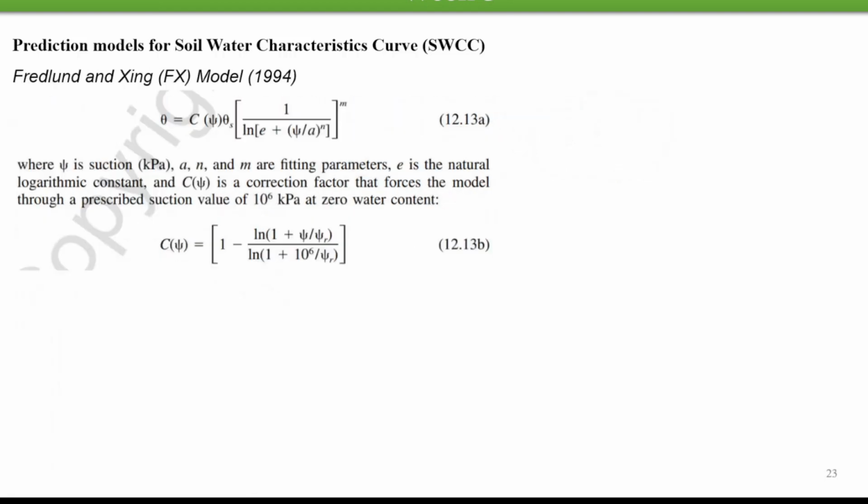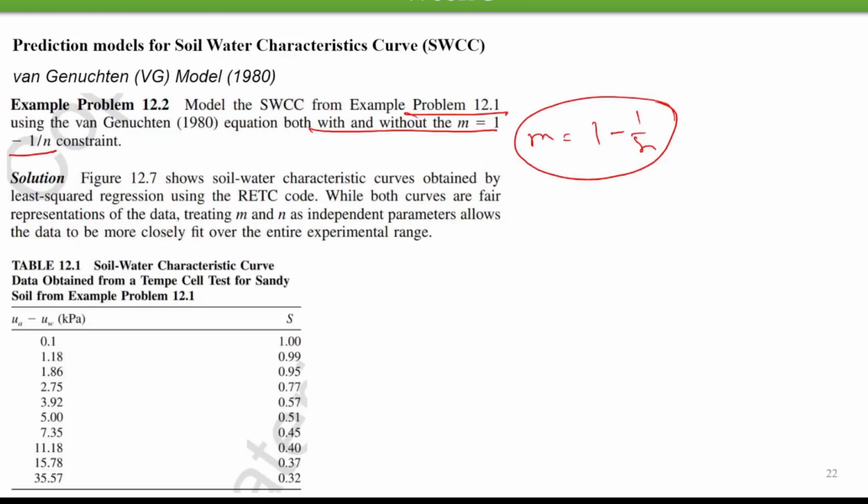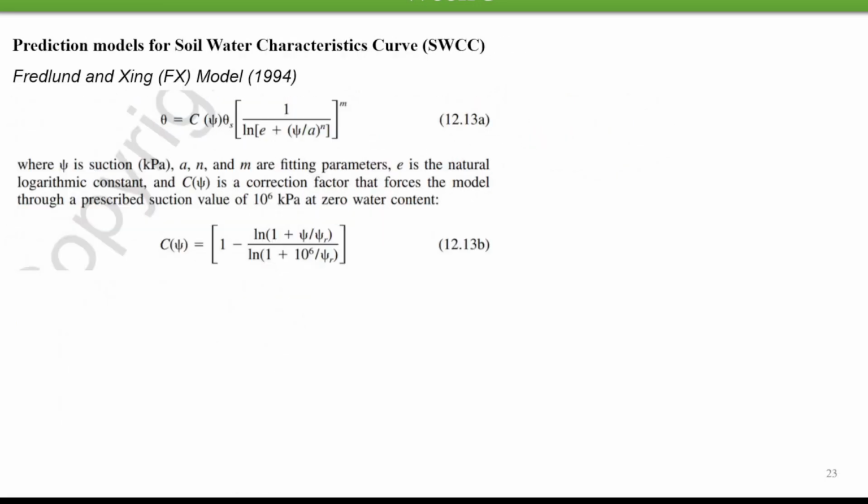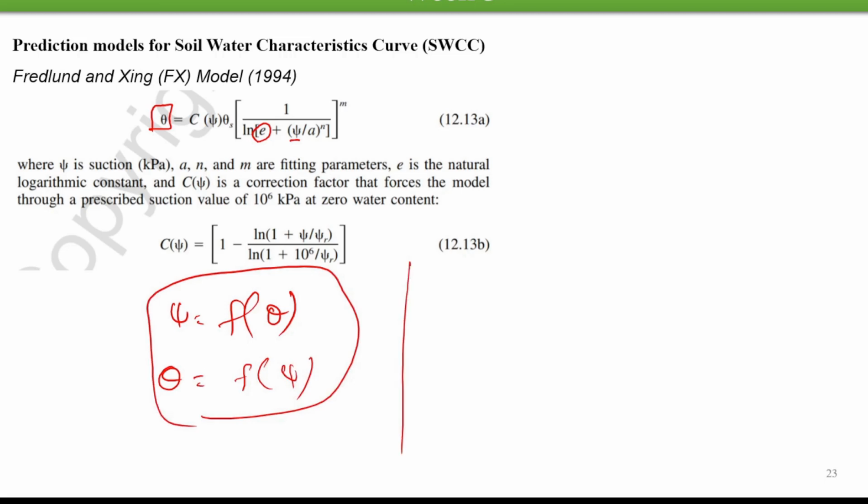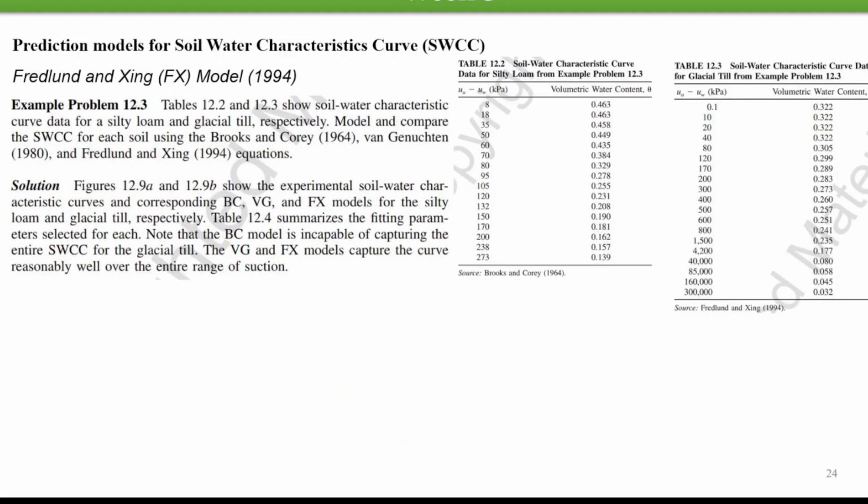Now there are other models also, such as the Fredlund and Xing model in 1994. The basic difference between the Van Genuchten and Brooks and Corey models and the Fredlund and Xing model, if you see here, is that in this model the volumetric moisture content is related to an exponential value, the e to the power 1, and the value of the suction. But this formula is not reversible, so you cannot write phi in terms of theta, the volumetric moisture content, but you can write theta in terms of phi, right? But in the other two models these are reversible, so you can write each in terms of the other.